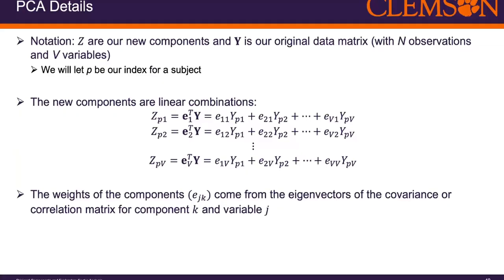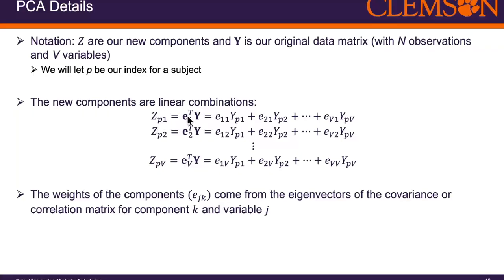Now here, we're going to note that Z, each of these Z variables, are our new components. These are the principal components. And Y would be our original data matrix, right? So our original data matrix would have N observations and V variables. And we'll let the index P be our index for a person. So for each person or subject, we have a component score. So Z P1 represents the very first component for person 1.